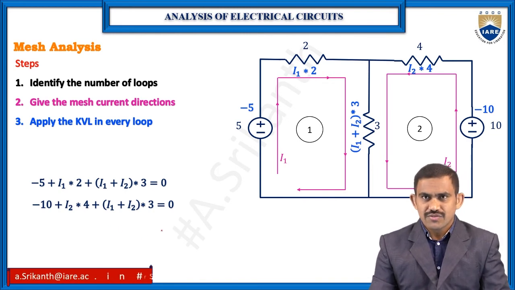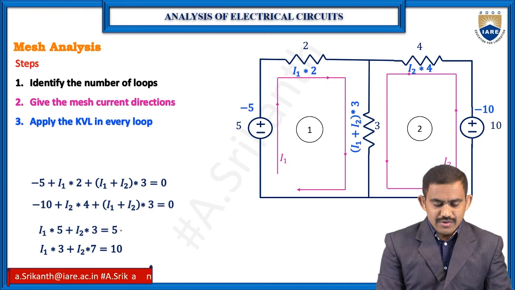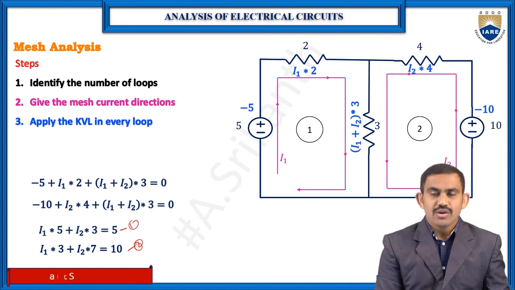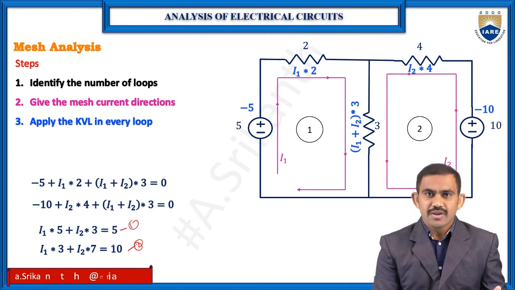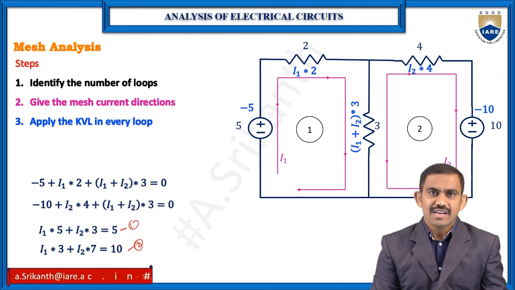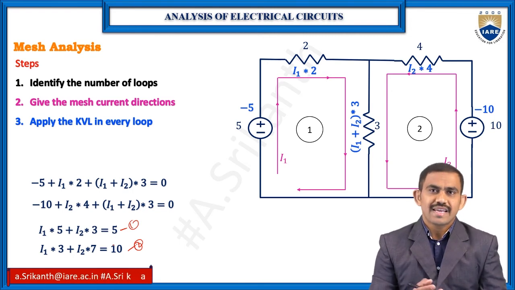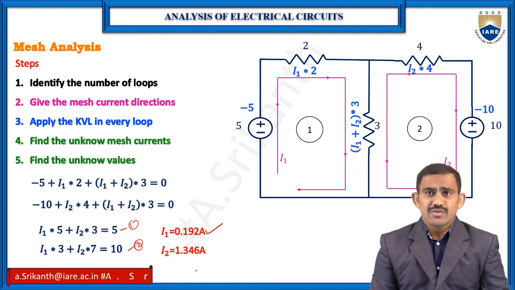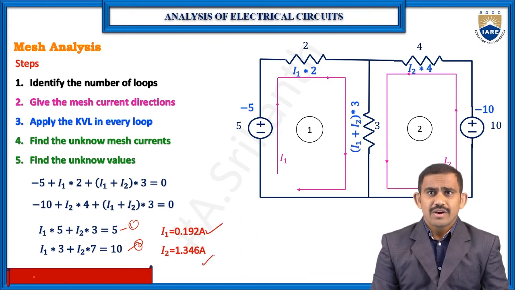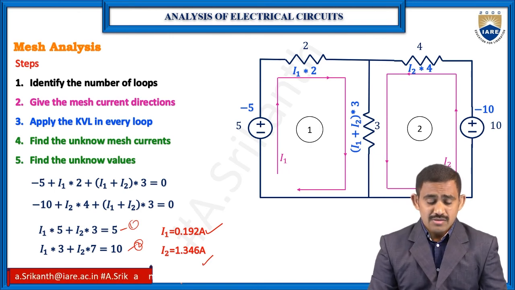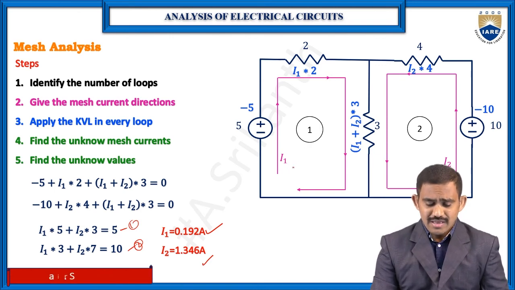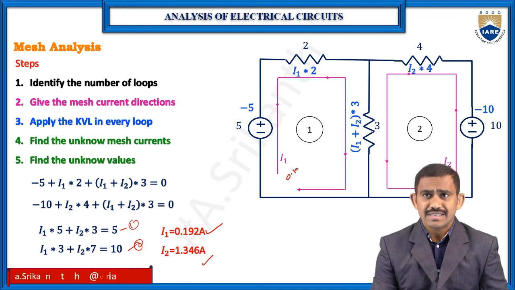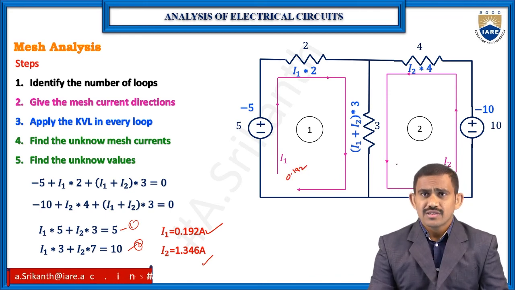Just solve those equations. We'll get equation number 1 and equation number 2. How many unknown values do we have? 2 unknown values, I1 and I2, and 2 equations. You can directly solve it using a calculator. We'll get I1 equal to 0.192 and I2 equal to 1.346. I have the mesh currents now. So I know the I1 value is 0.192 and the I2 value is 1.346 amps.